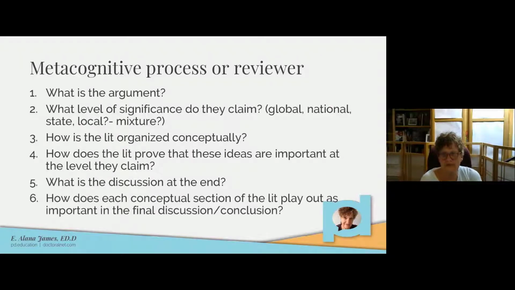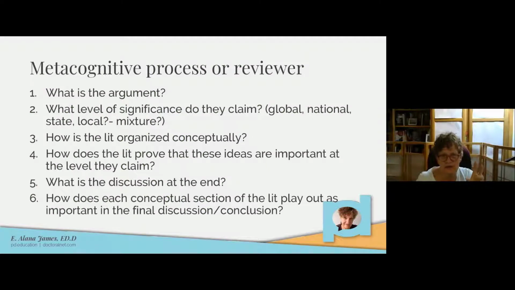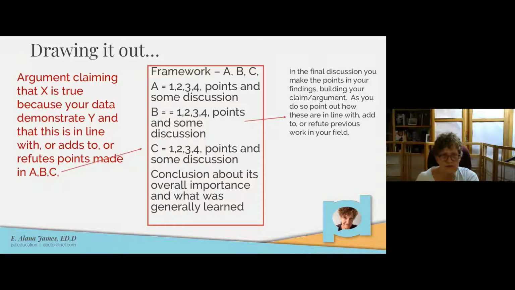what does the reviewer think? What's the reviewer going to think? How was I thinking about this? So what could you follow when you're thinking about it yourself? And Penelope, hopefully this will happen. I looked at that last one and I said, what's the argument? Does the argument make sense? And I came up with no, not really. And then I said, what level of significance are they going to claim? Are you going to claim global, national, state, local, a mixture? Okay, so that's the two sides.